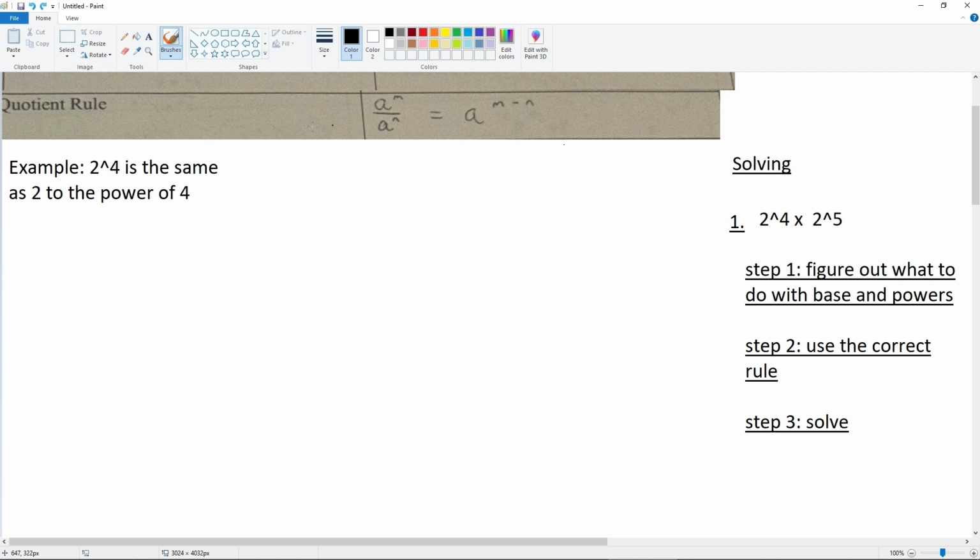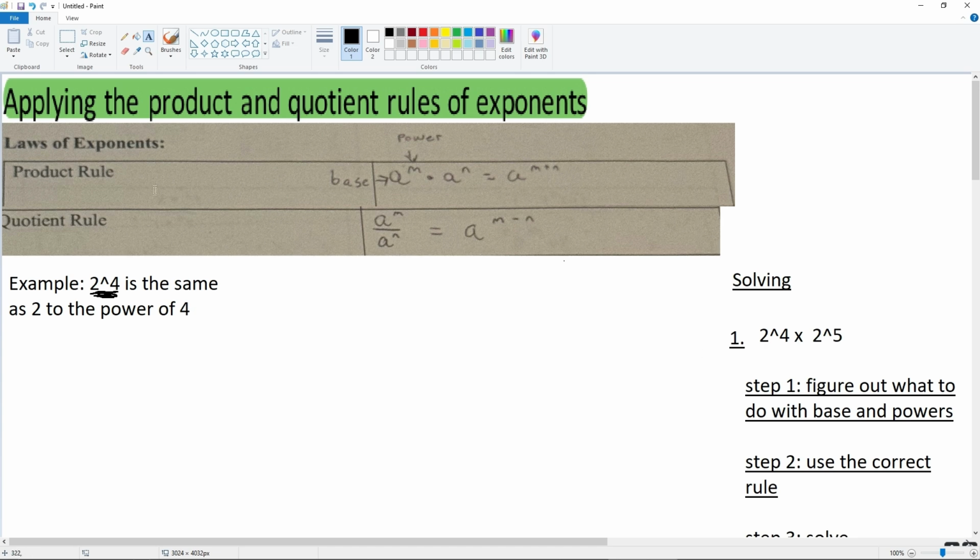Since now we're solving, we're not going to write the base to the power of. Instead, we're going to use this as an example. So now we have 2 to the power of 4 times 2 to the 5. Basically, what we have to do is find out what to do with these by looking at these rules and see which one it matches with.